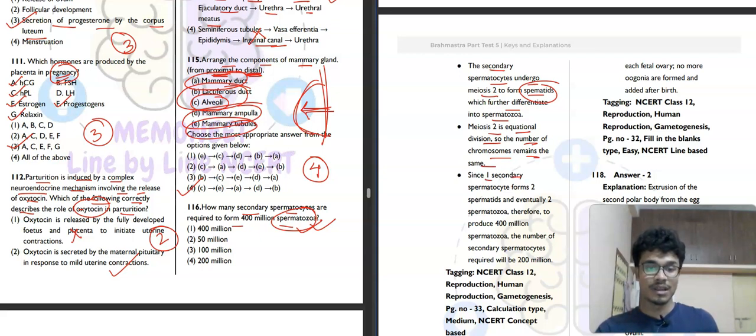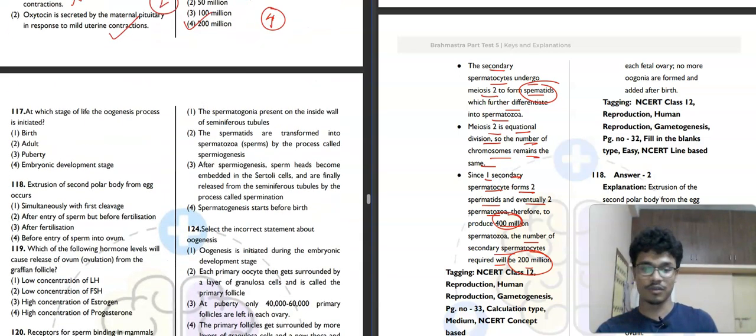Since each secondary spermatocyte forms two spermatids and eventually two spermatozoa, for 400 million spermatozoa the number of secondary spermatocytes required will be 200 million. So that's why the answer will be the fourth option. I hope you understand this solution. This is very important. This is one of the important questions.